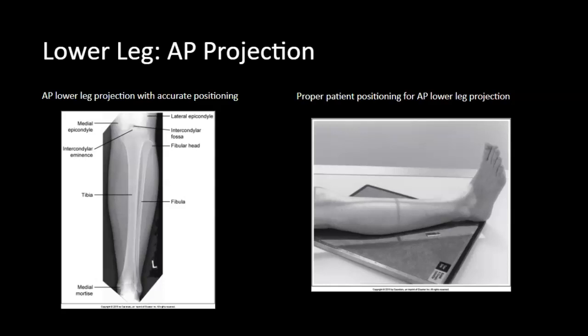The tibial midshaft is at the center of the exposure field. The knee and tibio-talar joint spaces are closed. The tibia, fibula, knee, and surrounding lower leg soft tissue should all be demonstrated within the exposure field.